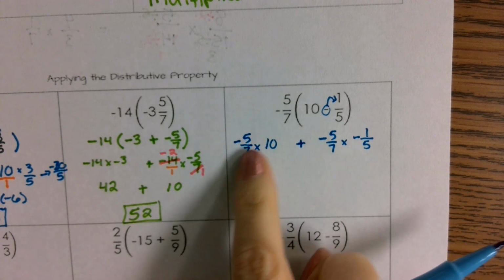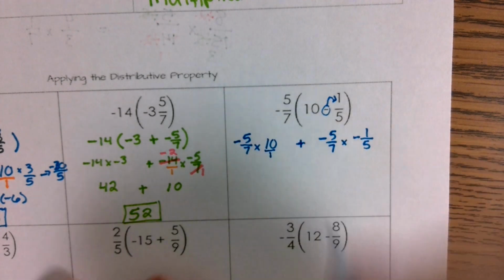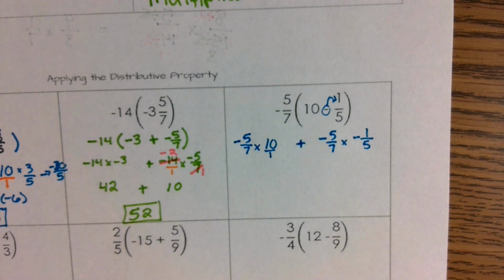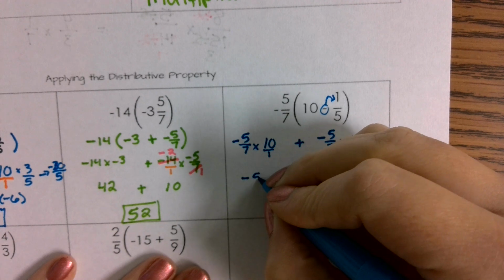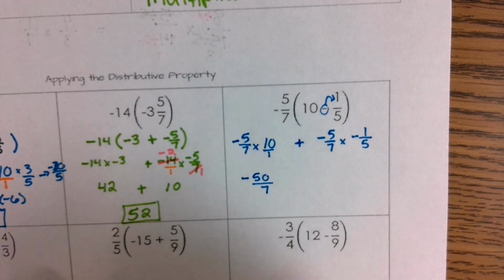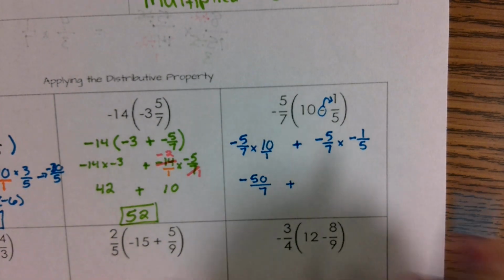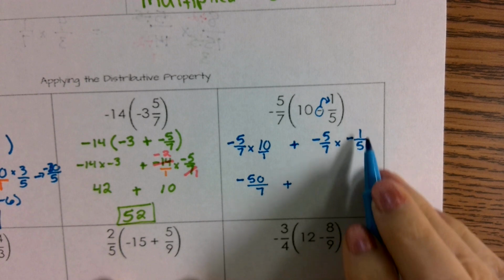Okay, negative 5 over 7 times 10, it's technically 10 over 1. Can you cross simplify at all? Yes or no? No, right? 5 and 1, that's already simplified. 10 and 7, that's already simplified. So we're just going to multiply. That becomes negative 50 over 7. Plus, for here, we have negative 5 over 7 times negative 1 over 5.